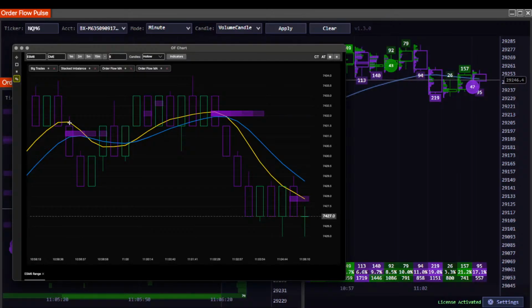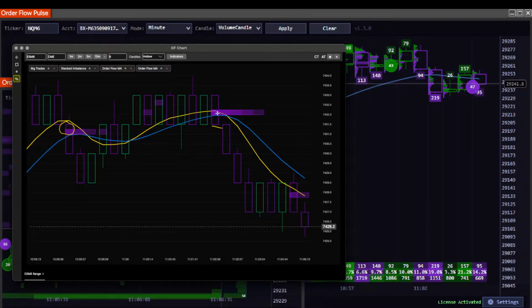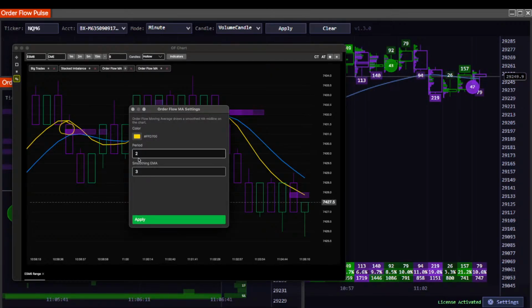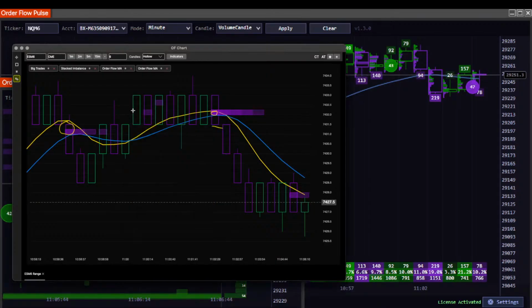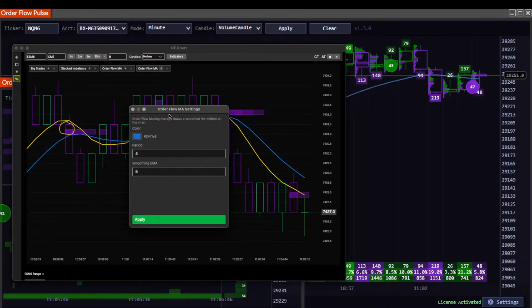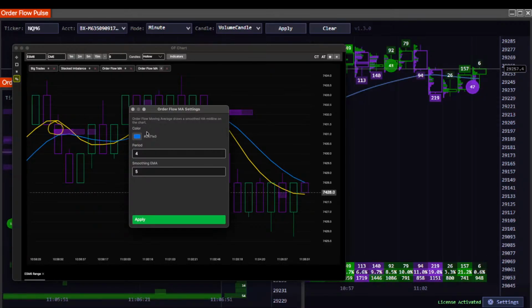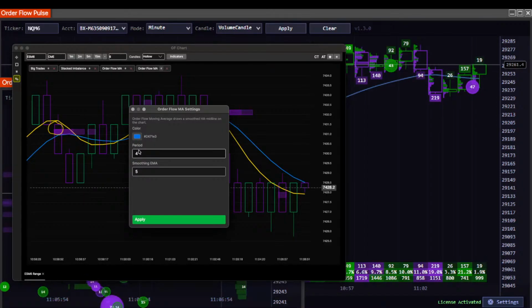Okay, you look how wide that gap is right there between the two moving averages. You had another sell imbalance that closed below here, but look how wide that gap is now. Okay, this moving average, and I have it set here, the order flow bar moving average is set to period two smoothing of 3 on the EMA. And the slow one, the yellow one's called the fast EMA. And the slow one is blue, and the period is set to 4 and the smoothing of 5.